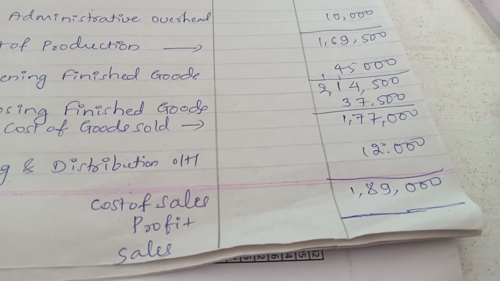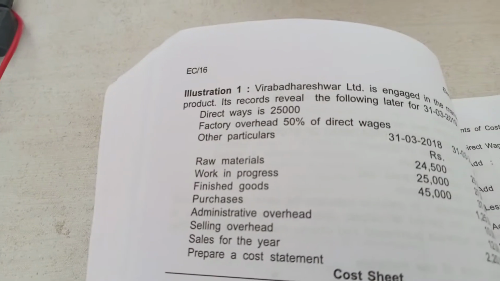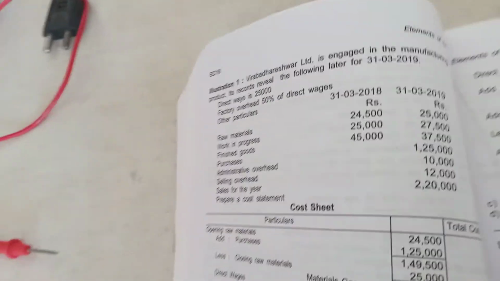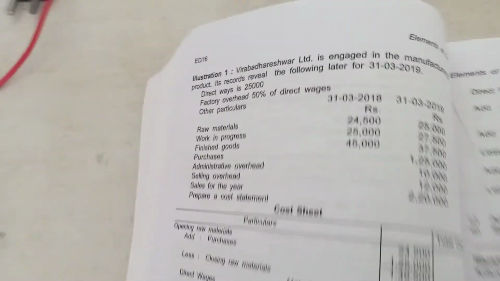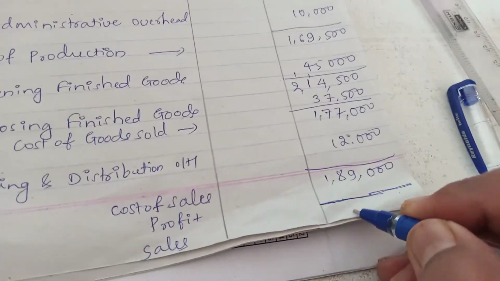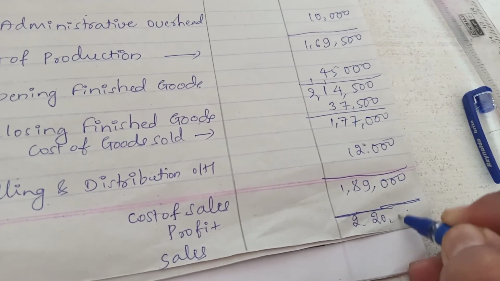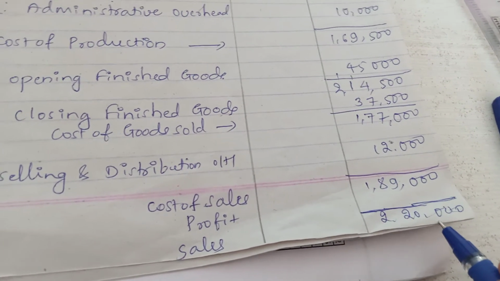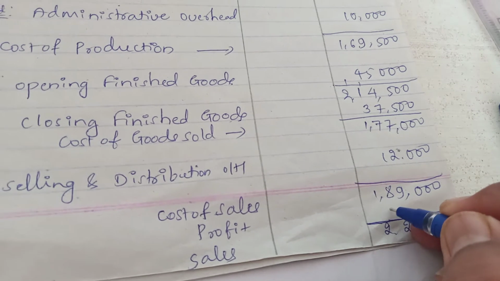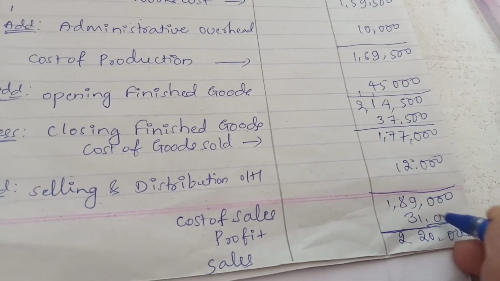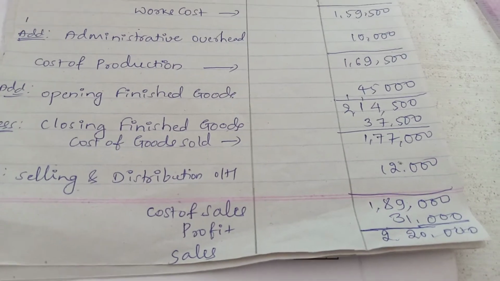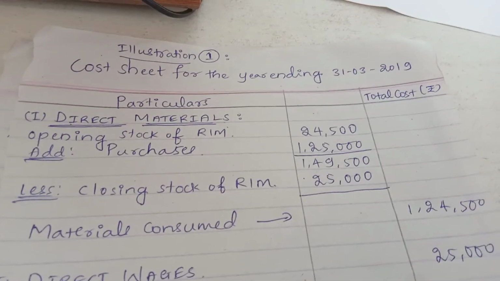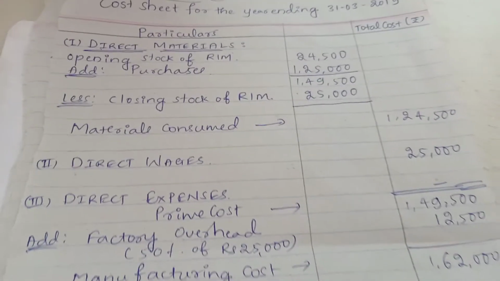What we need is the amount of the sales. So go through the problem where the amount of the sales has been given. It is the last item. Sales for the year 2,20,000. So here below I am going to write 2,20,000. When I deduct 1,89,000 from 2,20,000, I will get the profit amounted to rupees 31,000. This is how we are going to prepare the cost sheet. Okay. With this I am going to conclude my discussion. Thank you.